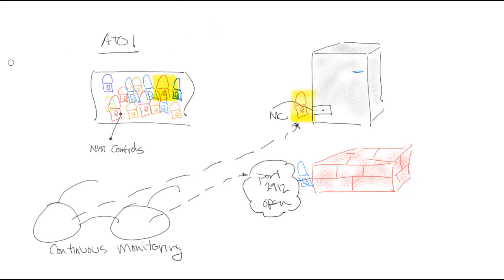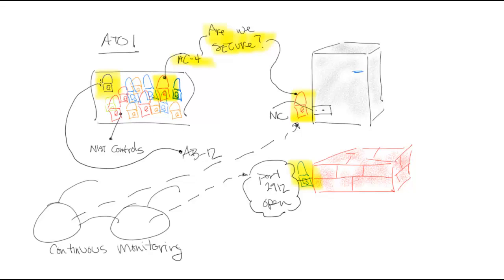Now, these are examples. Let's just put up an example on the screen that you can see. So are we secure with this NIC? Does it comply to AC4, which, by the way, doesn't have anything to do with that, but just as an example? Are we secure? Does it comply with AC4? Same thing here on the firewall. Does it comply? Is it secure and compliant to AB12 as a control set?